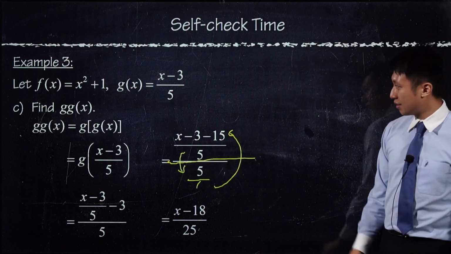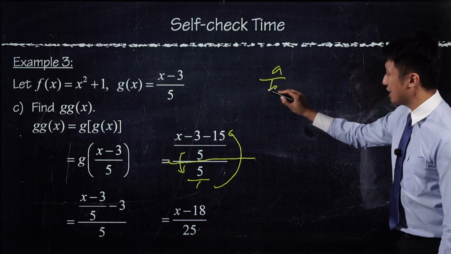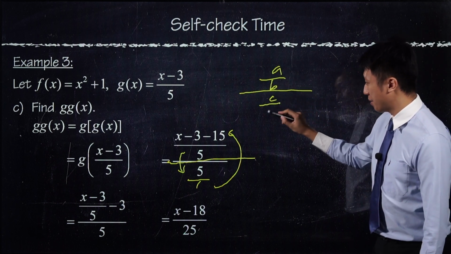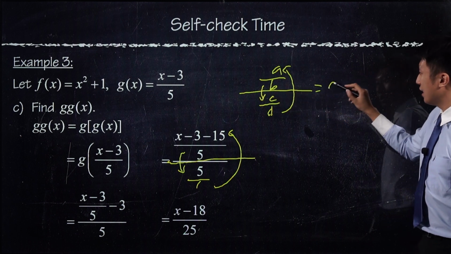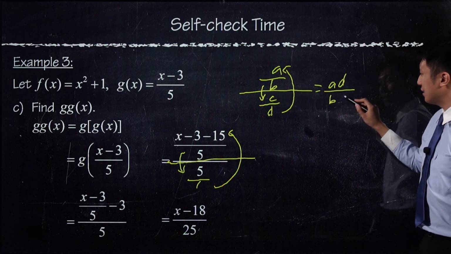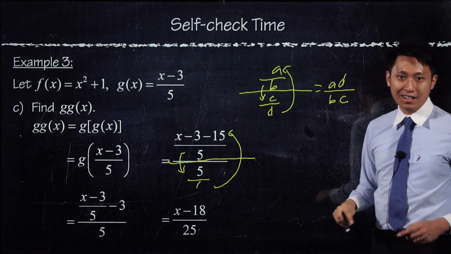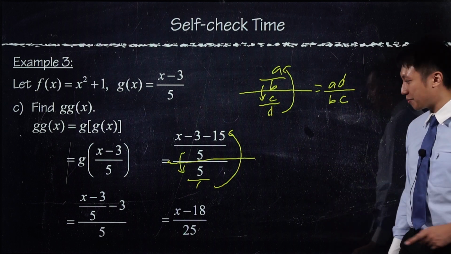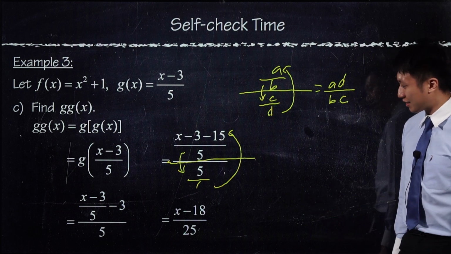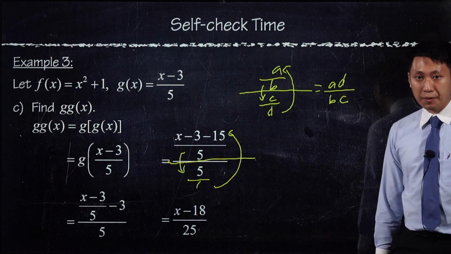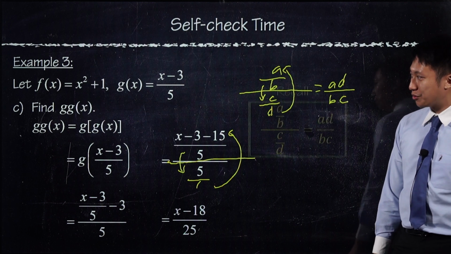Remember, a divided by b divided by c divided by d. This one goes up, this one goes down. So it's ad divided by bc. Hey, don't laugh. It's very simple, but a lot of people until now still don't know, even in uni. Still cannot do this. Alright, get this answer. Fine, let's move on.